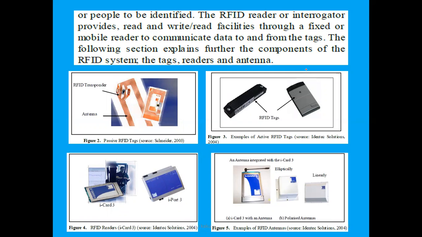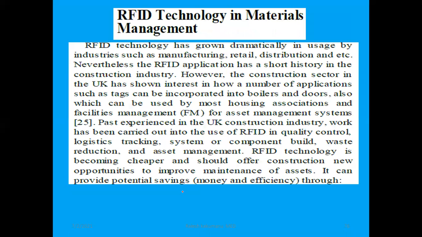Now see the examples. The passive RFID tag. See this one, the RFID transponder. This strip is nothing but the RFID antenna. Next, an example of active RFID. These are the RFID tags which are placed in electronic devices. Next, RFID readers. Next, a reader with an antenna, polarized antennas. These are some of the customized antennas used for different applications.